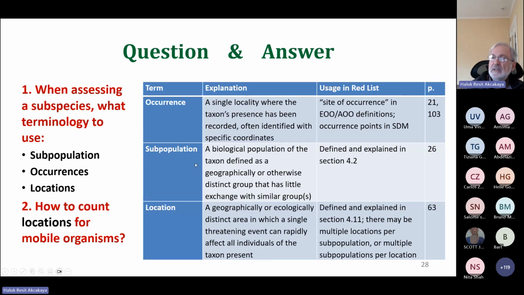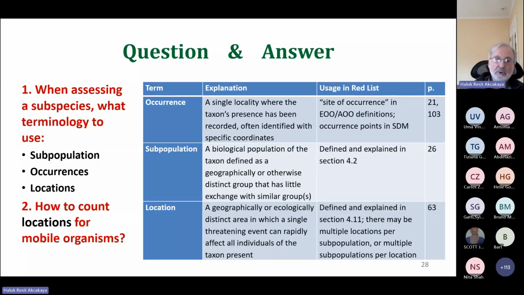An occurrence is a single locality where the taxon's presence has been recorded. And this is often specific geographic coordinates. That is what an occurrence is. It's used in the Red List in the definition of extent of occurrence or area of occupancy. And occurrence points are also used in species distribution models. Subpopulation is defined in the Red List as a biological population of the taxon, and is defined as a geographically or otherwise discrete group that has little exchange with similar groups. The definitions and explanations are in section 4.2 of the guidelines.